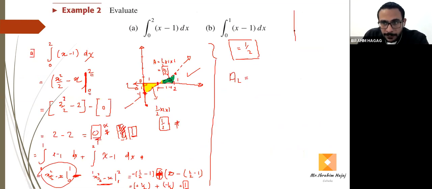So here is the graph, and as you know, it's a line that passes through like this, right? So we have two parts here, this part and this part.